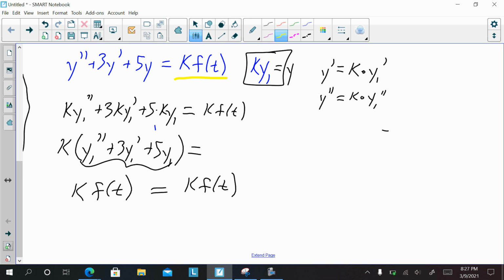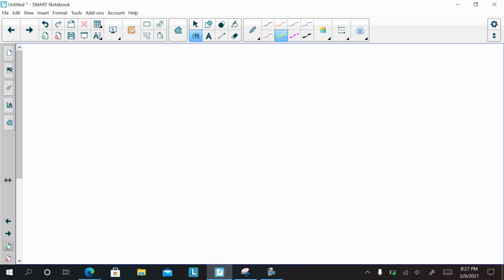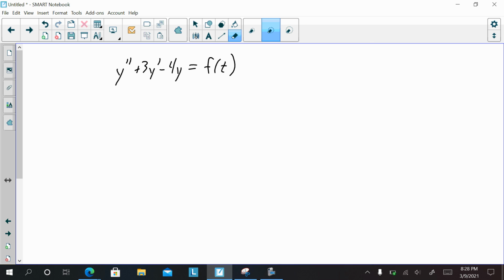Let's look at one direct result. If we have some second order differential equation, let me just call the right side f of t. And the solution of that, let's call y1 of t. And that's the particular solution.